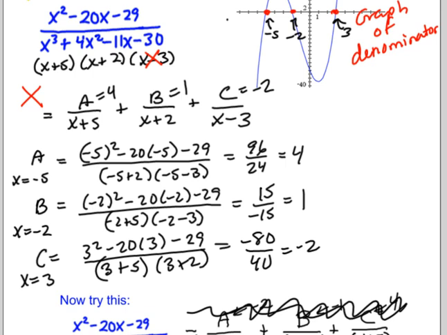So I would write that as 4 over x plus 5 plus, actually negative 1, sorry, negative 1 over x plus 2 plus negative 2 over x minus 3. Okay, so that would be the answer.